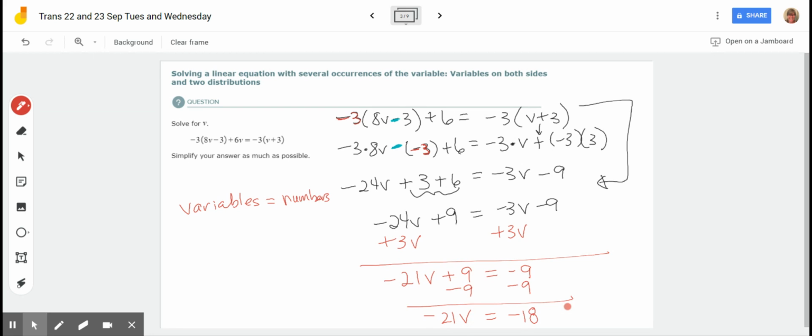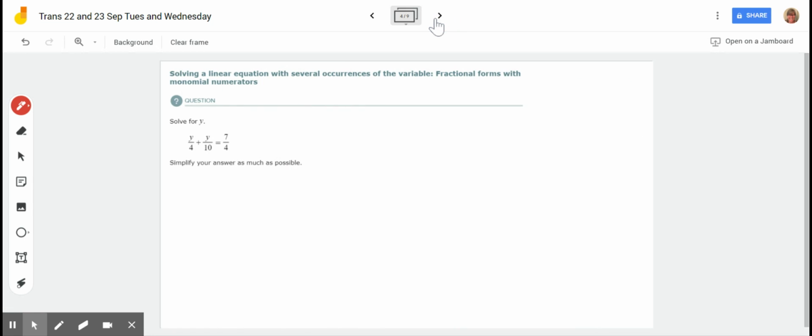So v, I'm going to go over here because I ran out of room. You can continue down on yours. Negative 21v equals negative 18. Divide by negative 21 on both sides. A negative divided by a negative is a positive, and both of these are divisible by 3. 3 goes into 18 6 times. 3 goes into 21 7 times. Again, it's assumed you know how to reduce fractions at this point. All right, moving on. Next one.